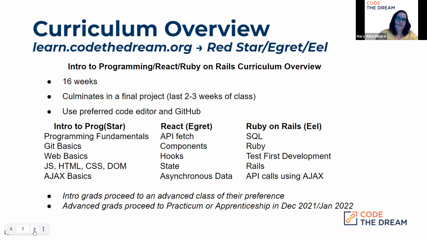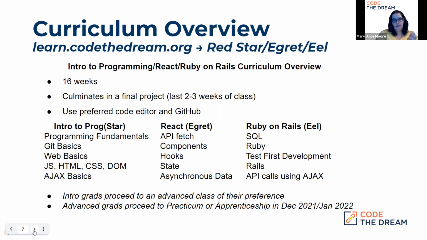Intro to Programming, the STAR class, covers programming fundamentals, so your JavaScript loops and if and else statements, all those kinds of fun things. Git basics, so that they know how to push and pull, what a repo is, how to structure their files. Web basics, so HTML, CSS, JS, and then DOM manipulation, as well as Ajax basics when they use that API call in their final project to be able to incorporate that.